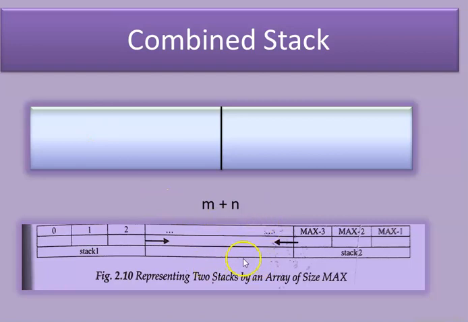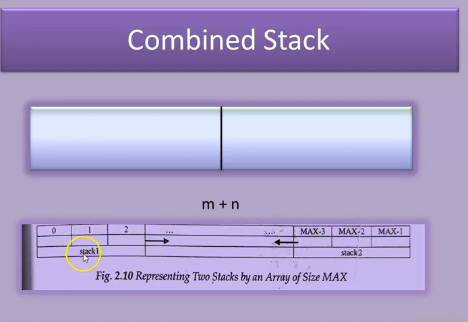So we are considering the array in a different manner. This will be effective for memory utilization or stack space utilization. Let us see how it works. We are considering 2 stacks in a single area. The size of this array is 0 to max minus 1. For simplicity, we are considering it as 11 elements, so this will be ranging from 0 to 10. Max minus 1 is 10. So this becomes max minus 2, which is 9. This is 8 and so on.